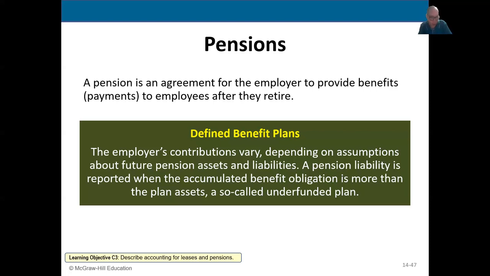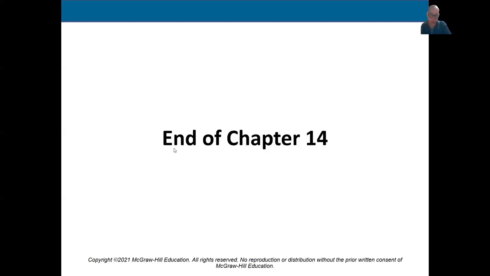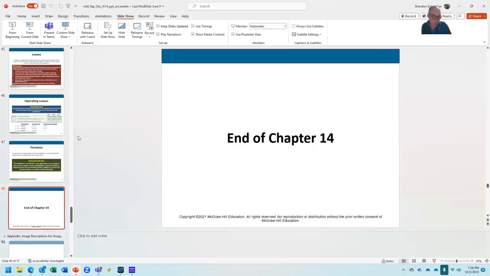We talked briefly about pension accounting in previous chapters, but I just wanted to bring that up again because sometimes there's unclarity about pensions and also about leases. So that's why we talked about those two things in this chapter. But that, my friends, brings us to the end of our discussion on bonds and other long-term payables. Are there any comments, questions, or concerns about bonds or other long-term payables?